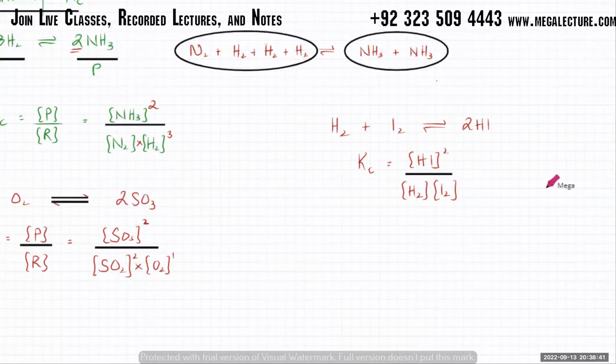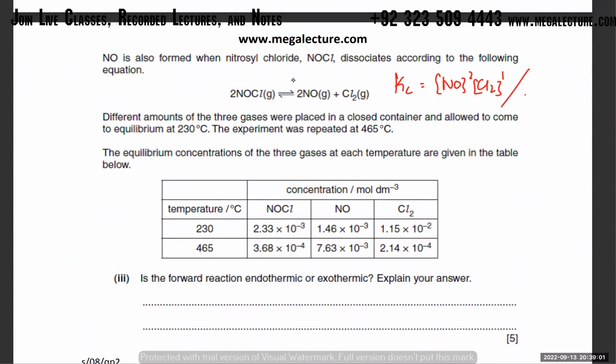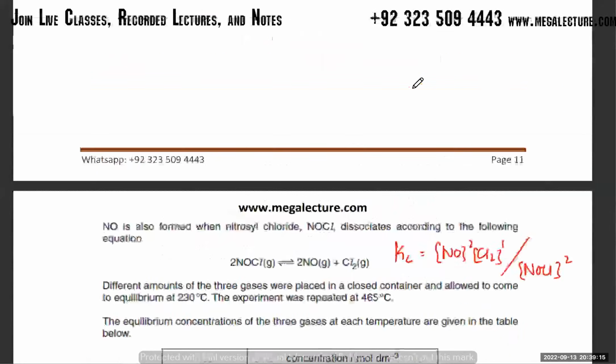There was one equation in the worksheet. What will be the Kc expression for this? Everyone start writing. It's going to be NO concentration squared, product, and Cl2 concentration, that's going to be power 1. And the whole thing gets divided by NOCl concentration squared. Whatever this value is, that's going to be a constant. You can actually find the value. They've given us the concentrations, so you can find this value as well.